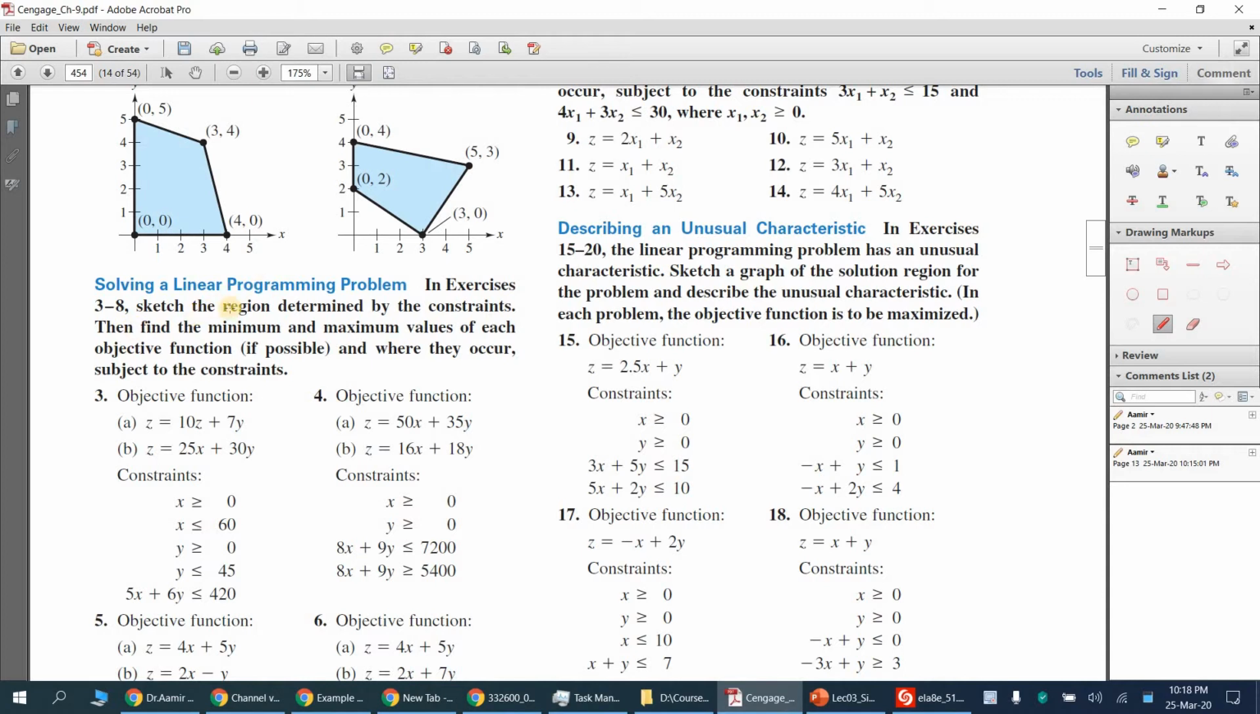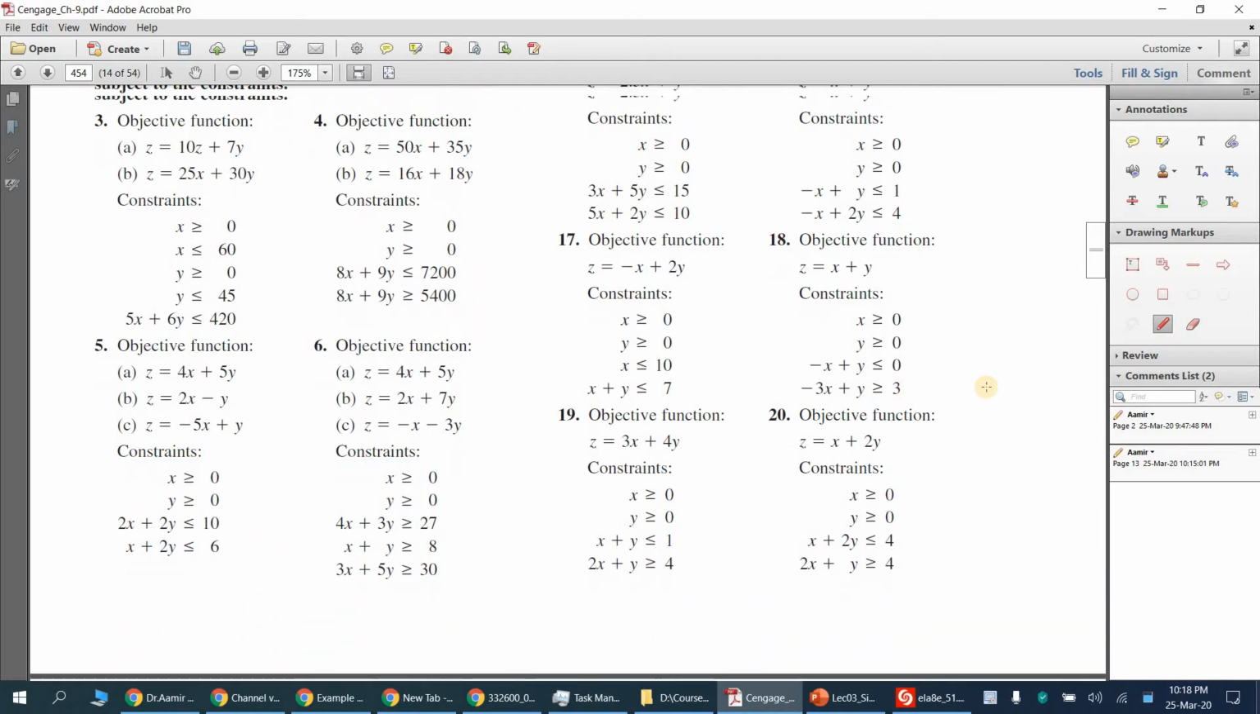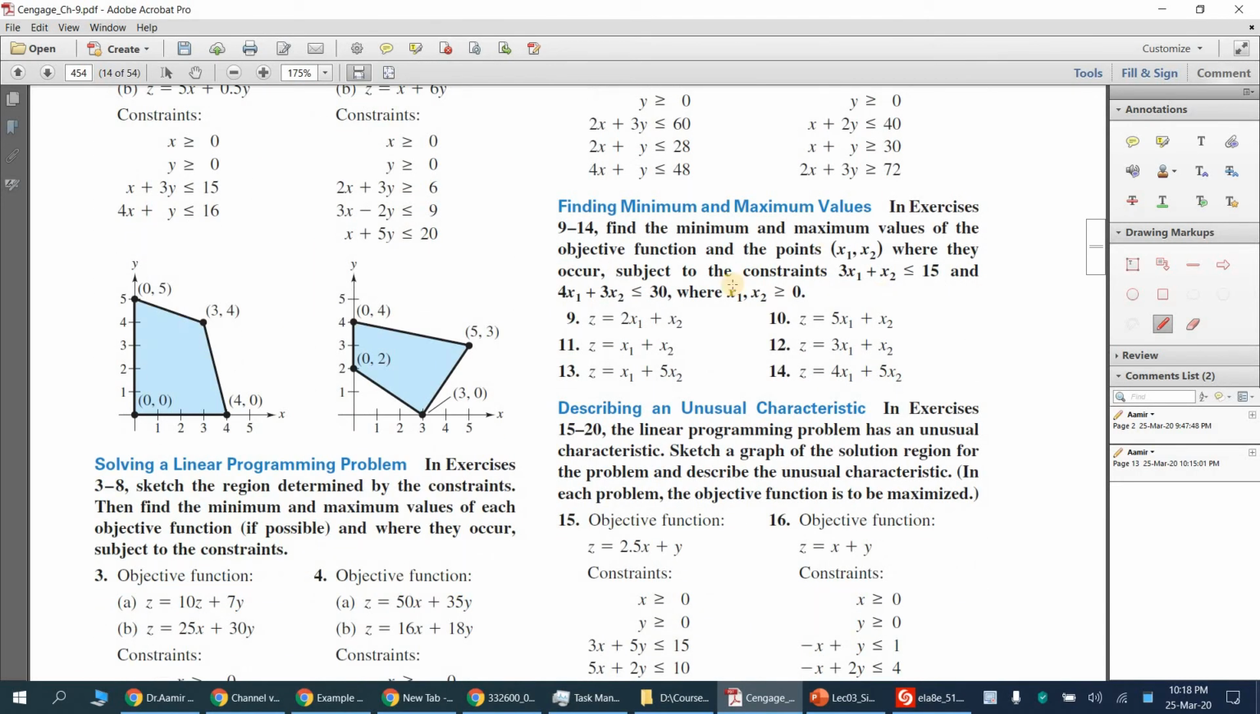In exercises 3 to 8, this time they don't give you the graph. You have to sketch the region determined by the constraints. And then what you have to do is you find the minimum and maximum values of the objective function. Clear? So tons of examples for this. And then you go 9 to 14. Here you again find minimum and maximum values, and yes.